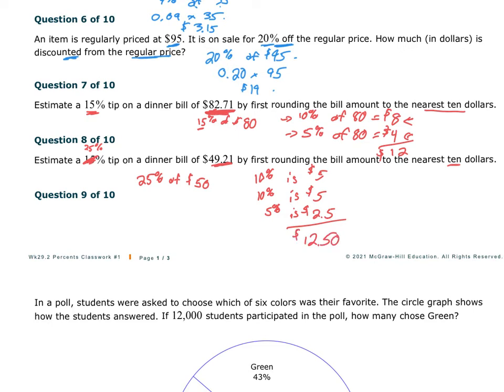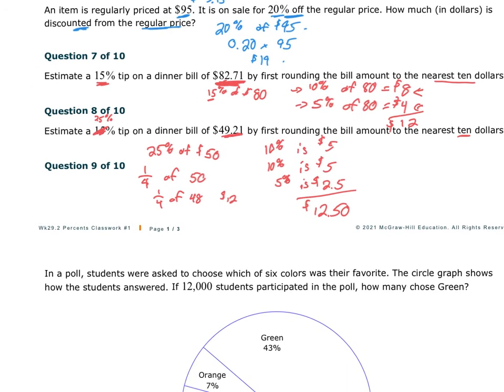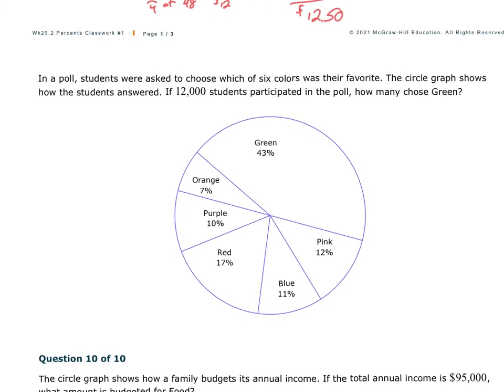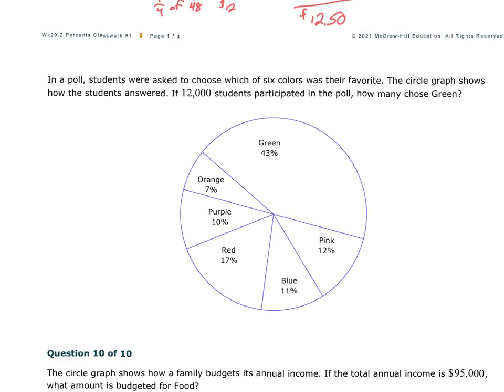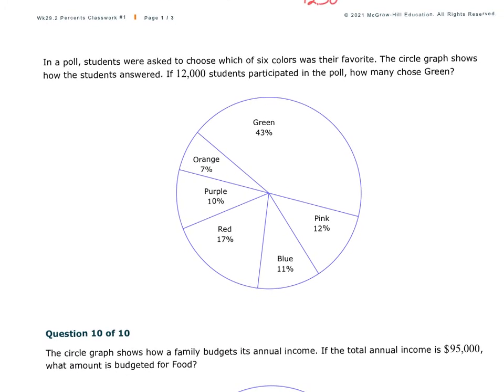I would have gone about that problem differently. I would have said 1/4 of $50, or better yet, 1/4 of $48, because that would just give you $12 right off the bat. But that's not what the problem asked. We're working on percents, not fractions. Like I've told you before, we want a lot of tools in our toolbox, and then you get to choose.